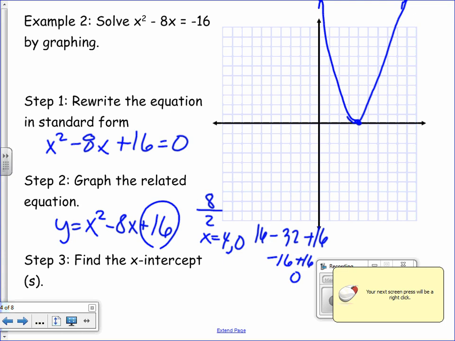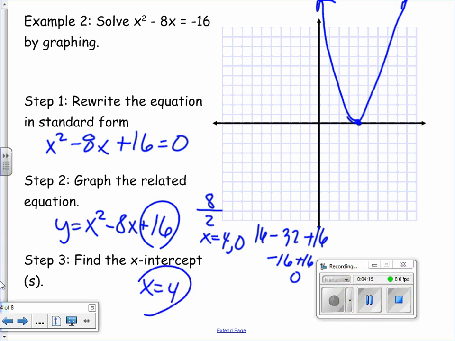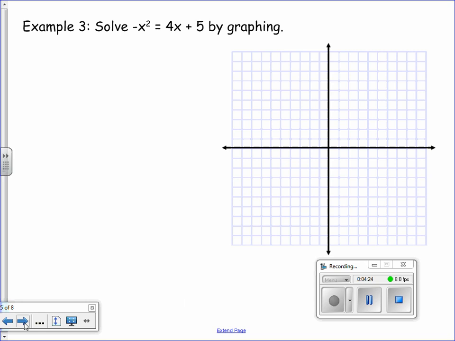And here. That's a better parabola. Now we can see we're only intersecting the x-axis at one point, and that's when x equals 4. So this graph only had one solution, the last one had 2. And in example 3 will be a case where we have 0 solutions, because it may not intersect the x-axis at all. Our first step is to rewrite this, so I'm going to add x squared to each side.